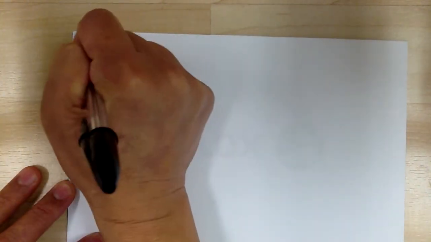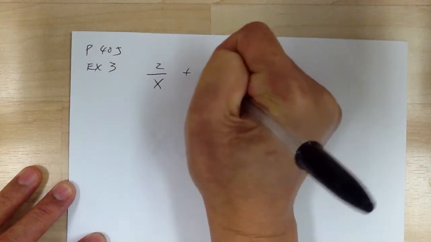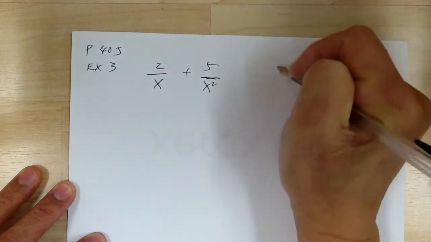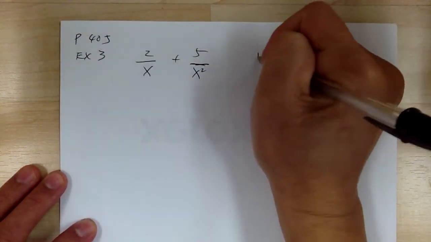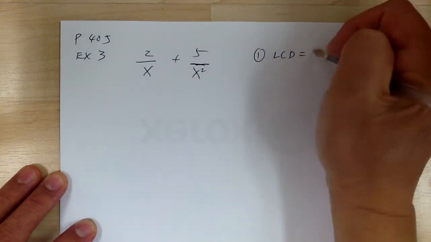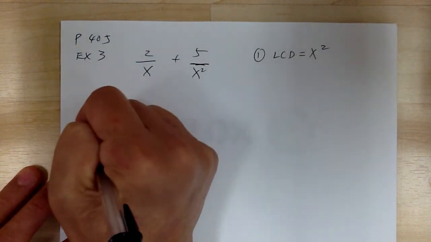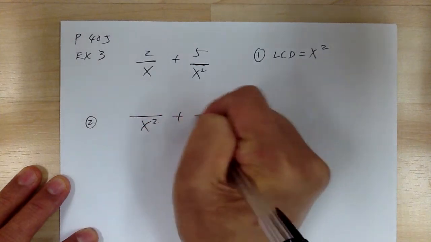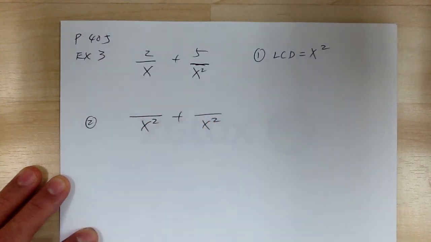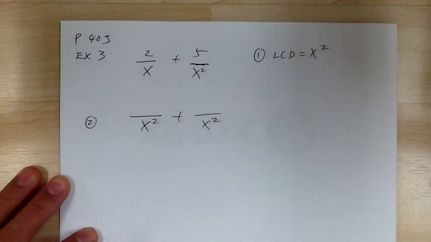Okay. So now you're going to use the same concept for variables. So on page 405, example 3, you're adding 2/x plus 5/x squared. So again, every problem you need to follow the steps. So step 1, you get your LCD. So you got x and x squared, so your LCD would be x squared. So that's your step 1, figure out your LCD. Then your step 2 is going to get your LCD on the denominator first. So don't do anything else. Once you get your LCD, you put underneath.